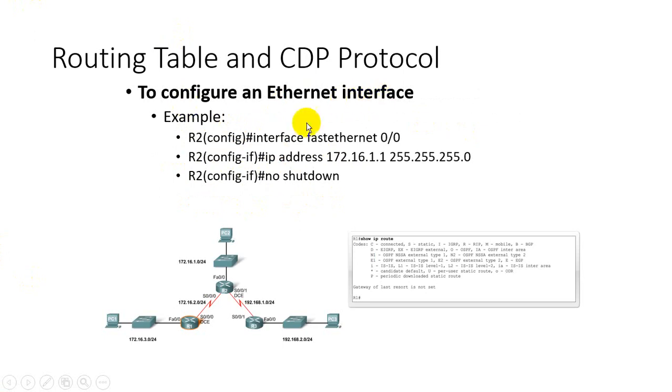To configure an Ethernet interface: interface FastEthernet 0/0, ip address 172.16. So this is how we will do it. If we look here, there is no IP route shown because we have not added anything else. We are just configuring the interface of a router.